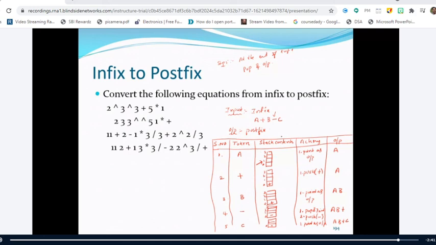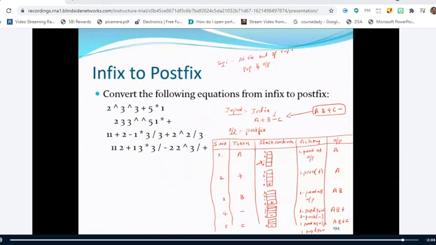And once you reach the end of the expression, you have to check whether the stack is empty or not. If the stack is empty, nothing to do. But if the stack is not empty, you have to pop the stack element by element and print it as output. So you have to write that action, pop and print. Therefore, the corresponding expression becomes, I am writing here, AB plus C minus. Is this the corresponding postfix expression for the given infix expression or not? Yes, sir. Right.